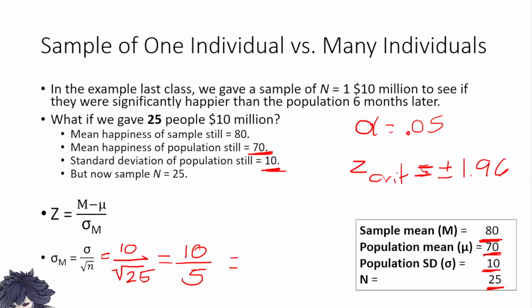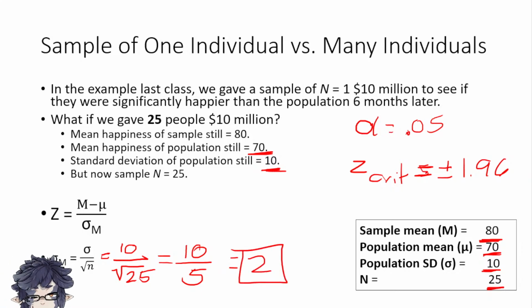All right, then we do 10 divided by 5. Our standard error is 2. So on average, we can expect a sample mean to be about 2 points above or below the population mean due to sampling error alone.